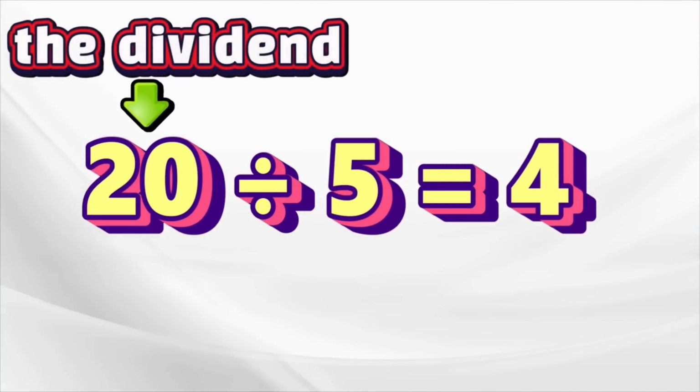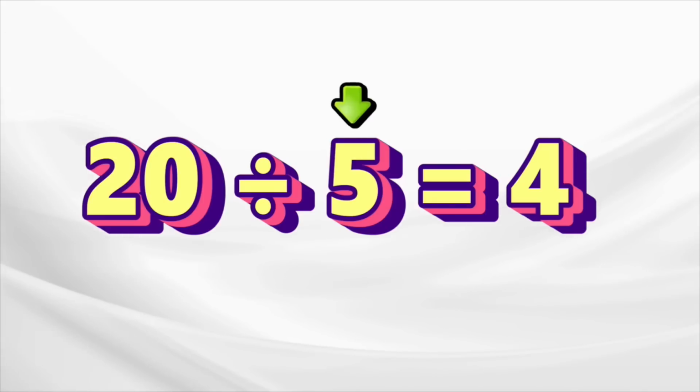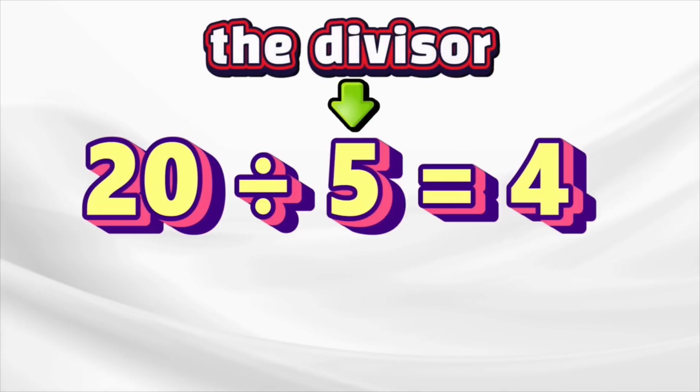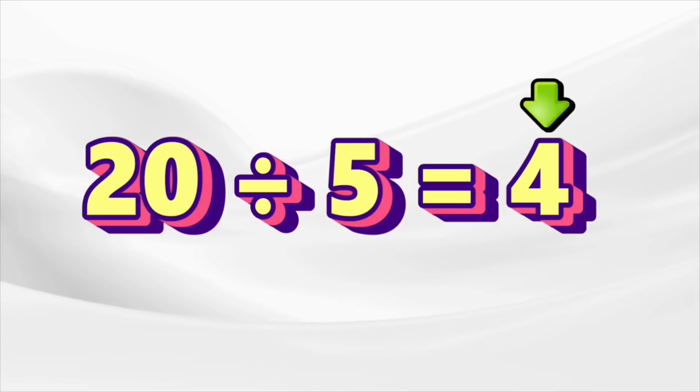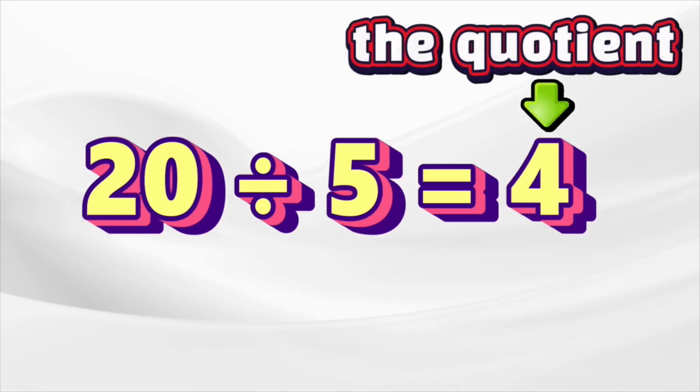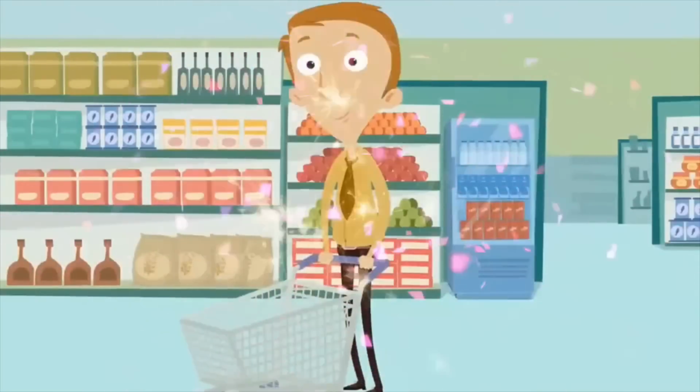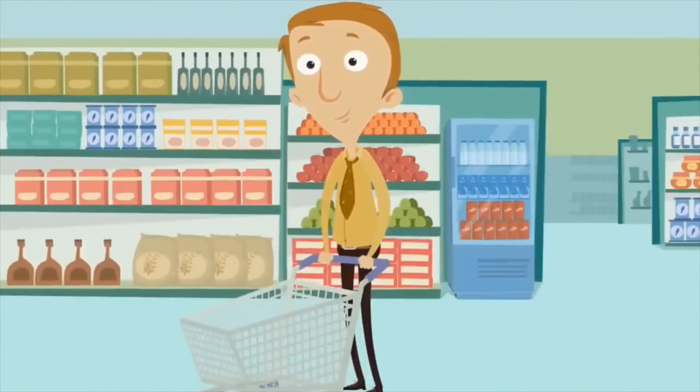20 is the dividend. It's the total amount of star stickers you're splitting up. The number 5 is the divisor. The divisor is the number of groups you are splitting the dividend into. The divisor is 5 because the 20 star stickers are being evenly split up between 5 kids. And this 4 is the quotient. The quotient is the answer to a division problem. Each kid gets 4 star stickers. Alright, that was our quick division review.